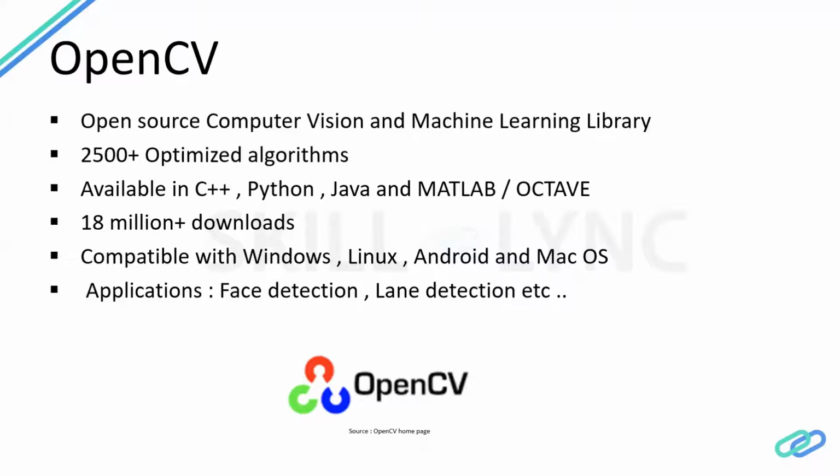There are close to 18 million plus downloads, and probably it's even increasing as we speak in this webinar. It is compatible with Windows, Linux, Android, and Mac OS. So it's pretty much available on most operating systems. Some of the applications could be face detection, lane detection. It has a lot more applications than what we can even think about. So OpenCV is extensively used in computer vision.